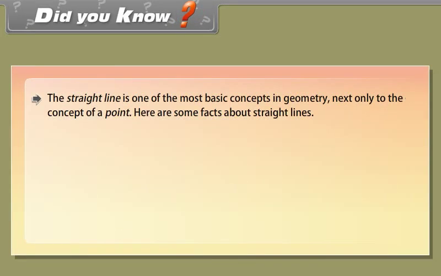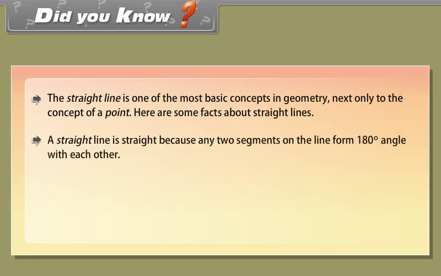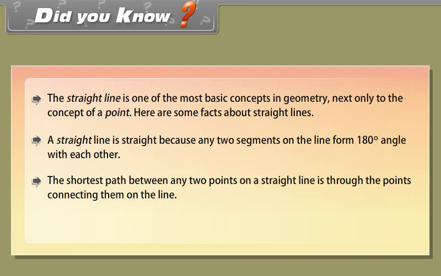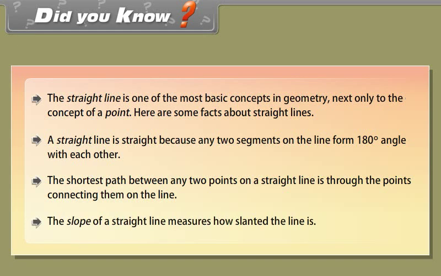Did you know? The straight line is one of the most basic concepts in geometry, next only to the concept of a point. Here are some facts about straight lines. A straight line is straight because any 2 segments on the line form a 180 degree angle with each other. The shortest path between any 2 points on a straight line is through the points connecting them on the line. The slope of a straight line measures how slanted the line is.